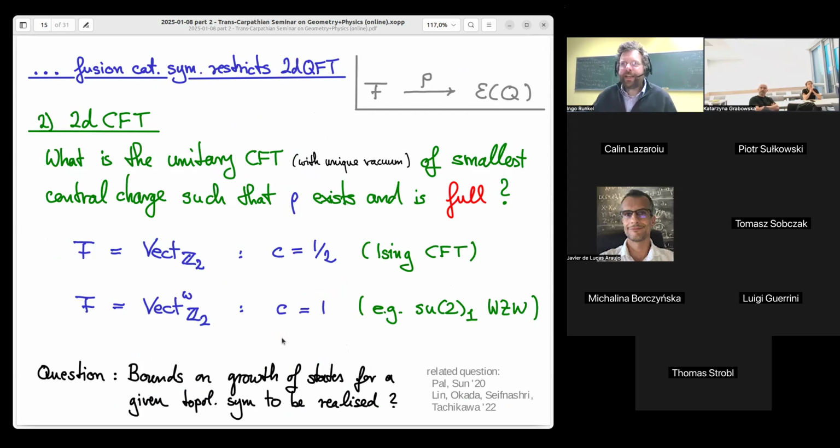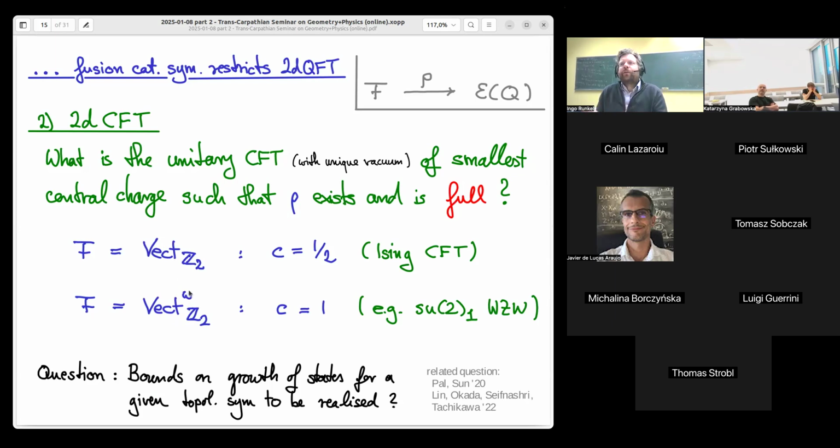Let me make a related point in conformal field theory. You can ask the following question: what is the unitary conformal field theory, again with unique vacuum, of the smallest central charge such that you can fully faithfully realize one of your topological symmetries? So let's look at the Z2 symmetry we had. I said there are 4 versions of this Z2 symmetry. So let's look at 2 of them, Vect Z2 and the twisted Vect Z2.